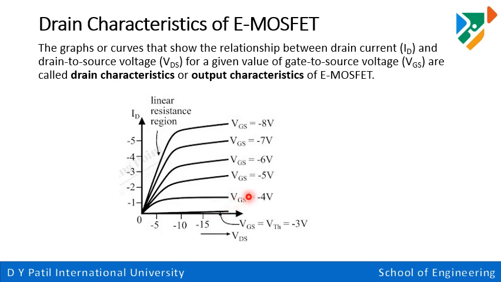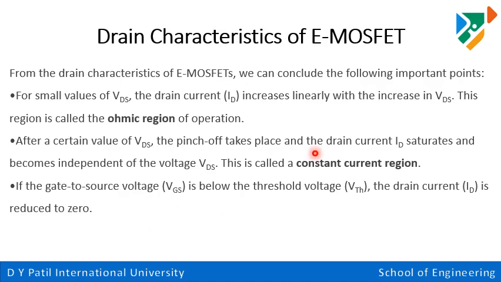And if the gate to source voltage is less than the cutoff voltage or threshold voltage, then your device is not on and ID becomes 0. So this region is called the cutoff region. We have seen all this in the N channel also; only the voltage polarities change. What I explained is written here: ohmic region, constant current region, and the last one is when your gate to source voltage is below the threshold voltage, your drain current is reduced to 0. That is nothing but the cutoff region.